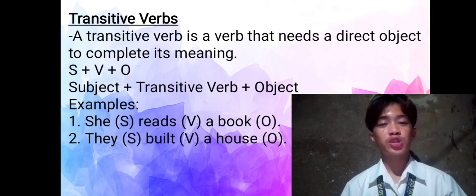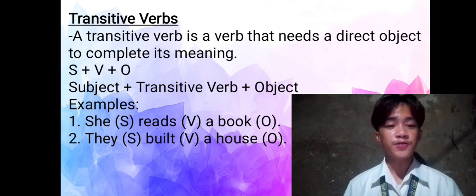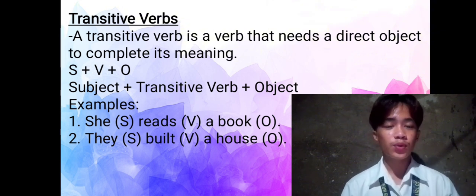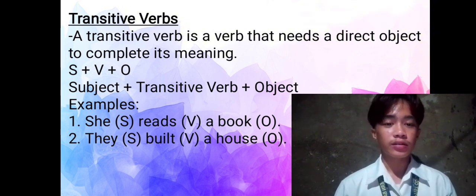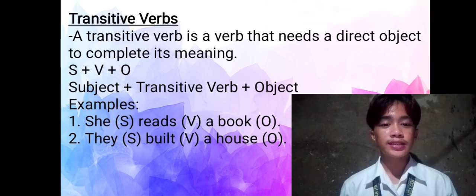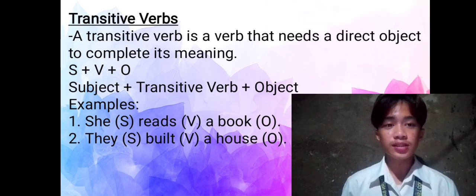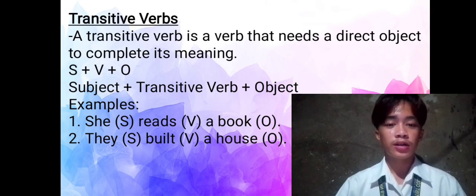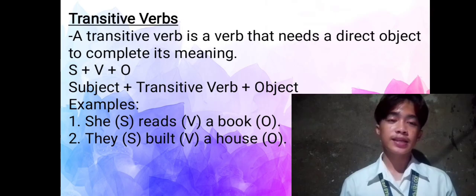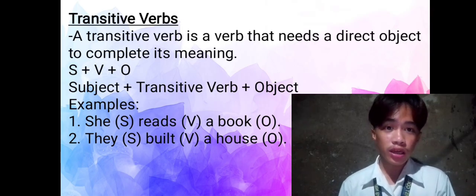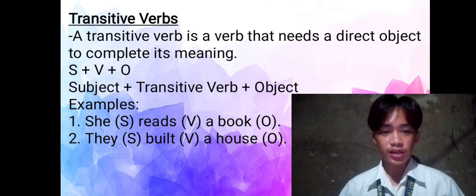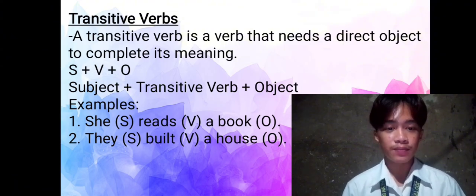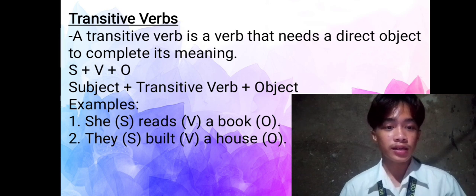Next, we have the transitive verbs. A transitive verb is a verb that needs a direct object to complete its meaning. So we have the rule here. First, we put the subject plus transitive verb plus object. So we have the examples here. First, she reads a book. Our subject here is she, our transitive verb is reads, and our object here is a book.